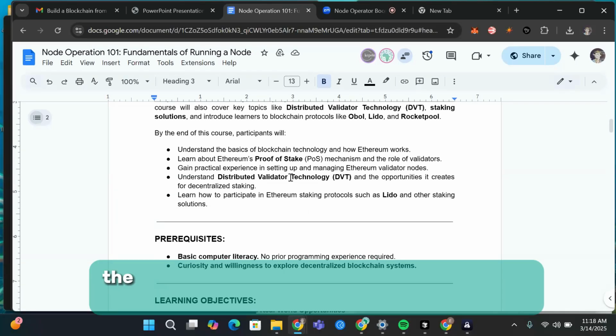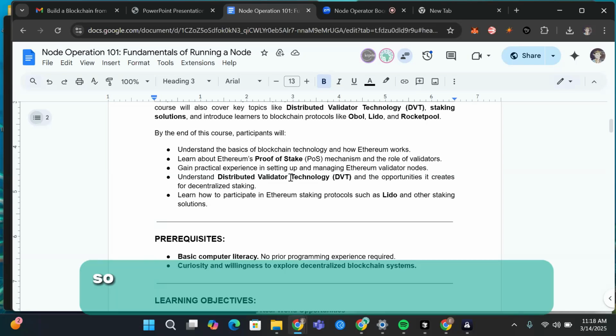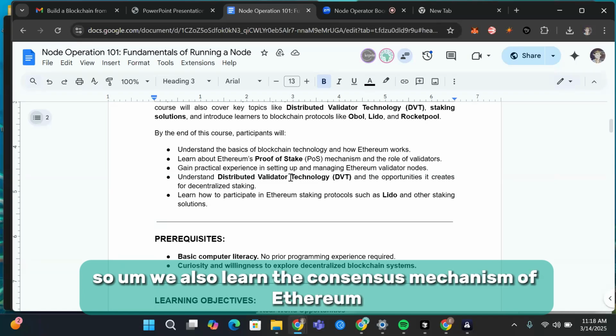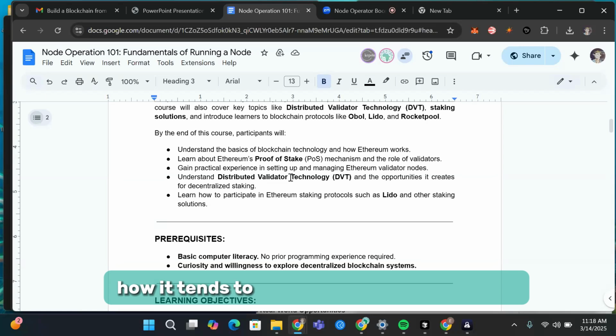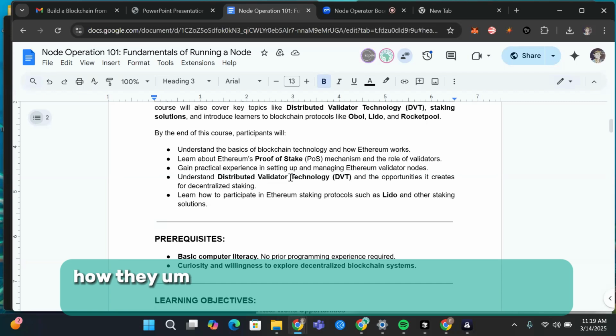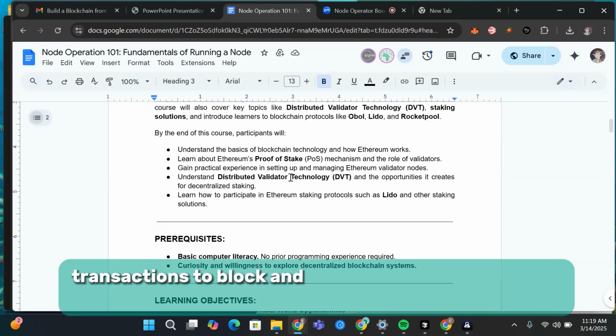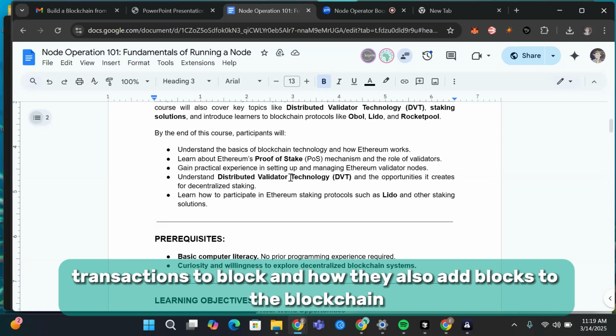And Ethereum is leading in terms of distributed ledger. So we also learn the consensus mechanism of Ethereum, how validator nodes within the network agree, how they validate transactions, how they add transactions to a block, and how they also add blocks to the blockchain.